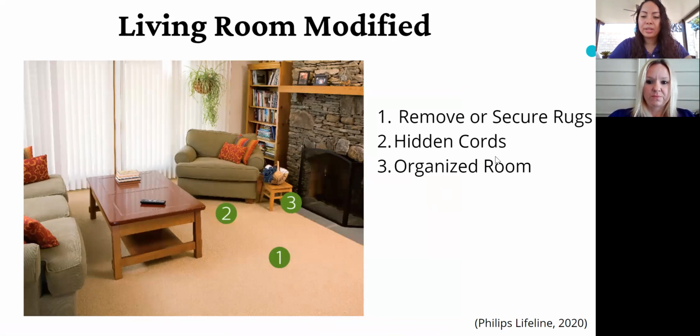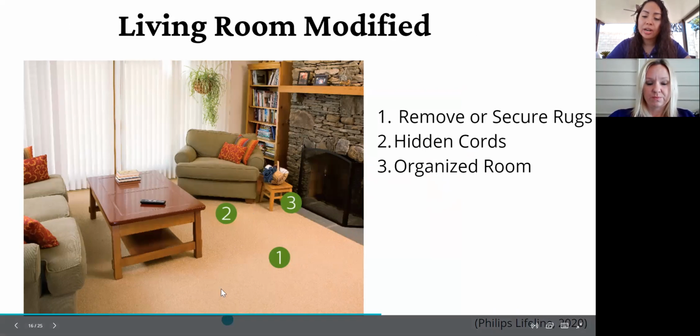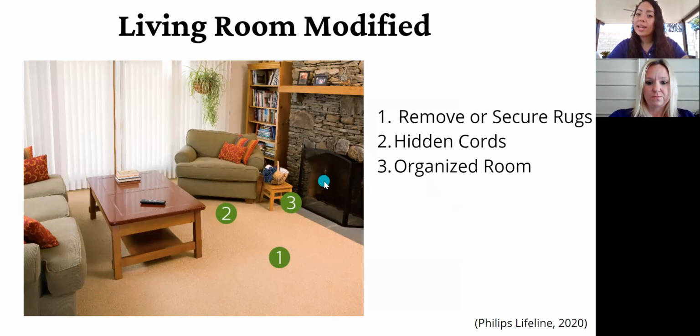Number 1 would be removing or securing rugs. You see how the rug is no longer here. Either you remove the rug or find a non-skid mat that would help. Also, hide the cords. Before, there were some cords on the floor, and the room's a bit more organized now. You see how the knitting basket was right here, and then we moved it to the corner, where it's away from the walkway.